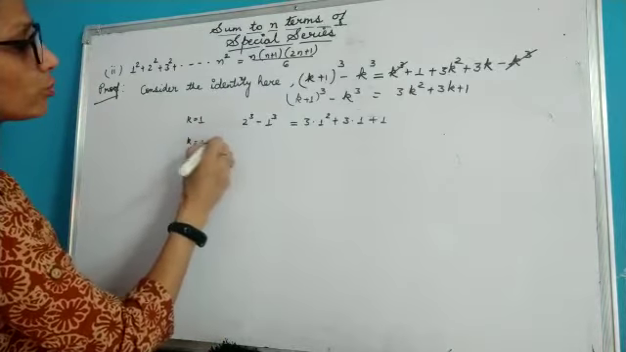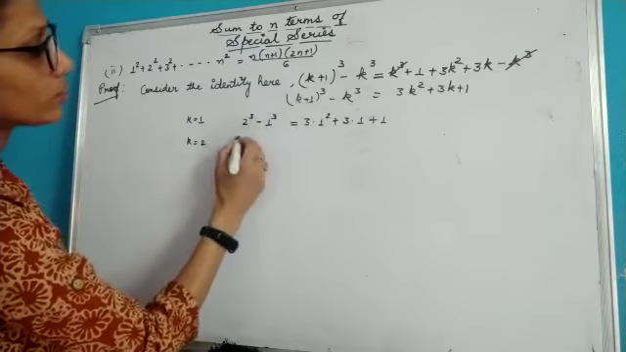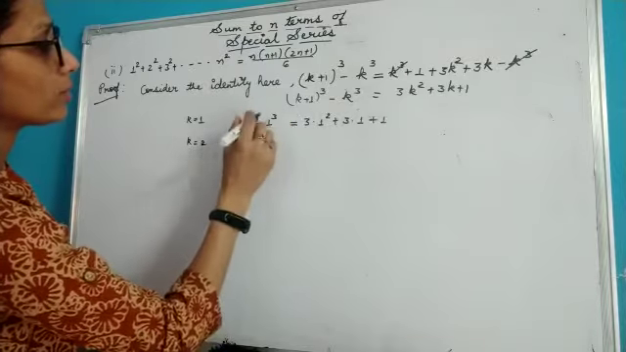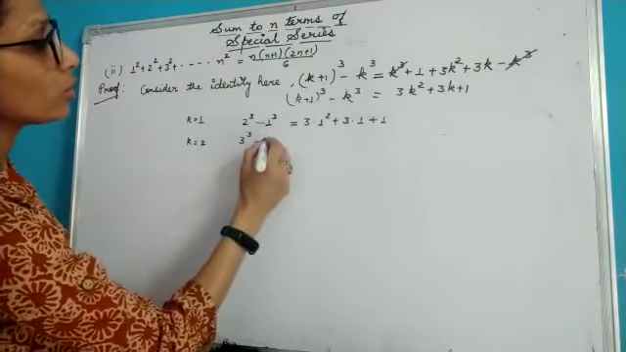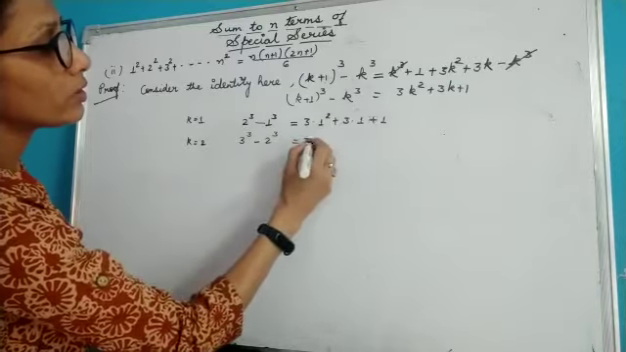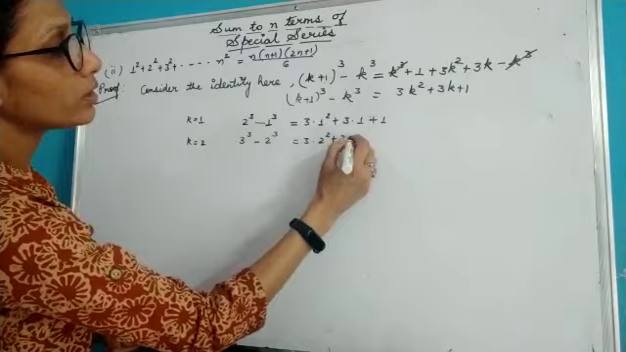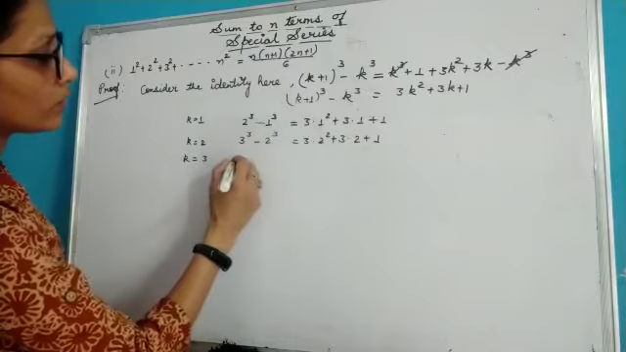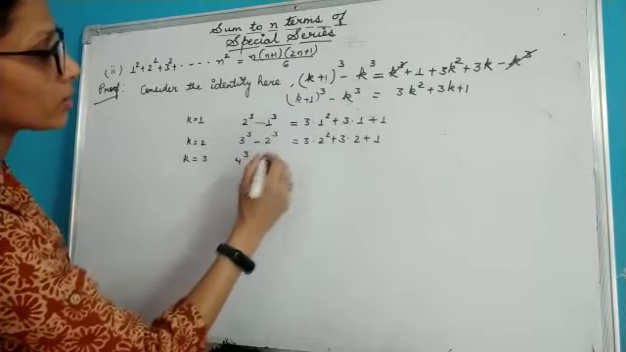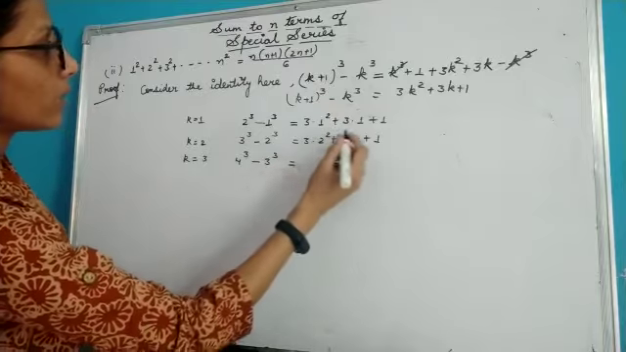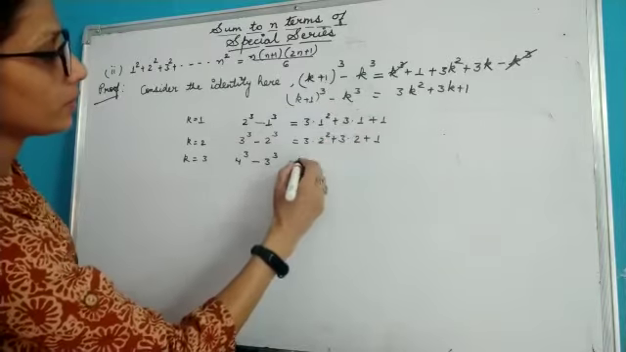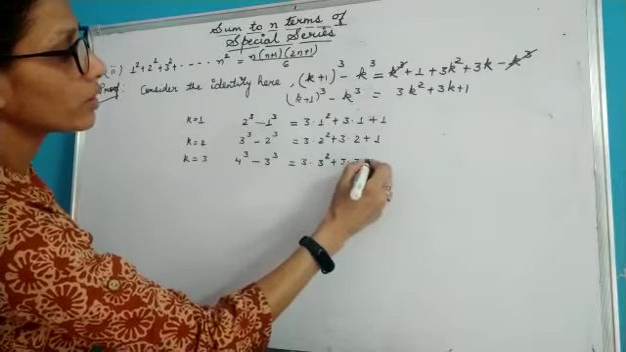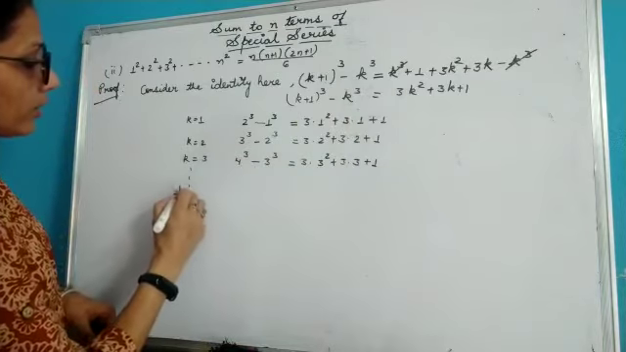For k equal to 2, I will be getting it as 2 plus 1 is 3, so I will be getting it as 3 cube. This is plus over here, sorry, minus this is 2 cube, equal to again 3 into 2 square plus 3 into 2 plus 1. If I put k equal to 3, then I will be getting it as 3 plus 1 is 4. So 4 cube minus 3 cube equals, I will be taking it as 3 into 3 square plus 3 into 3 plus 1, up till k equal to n.